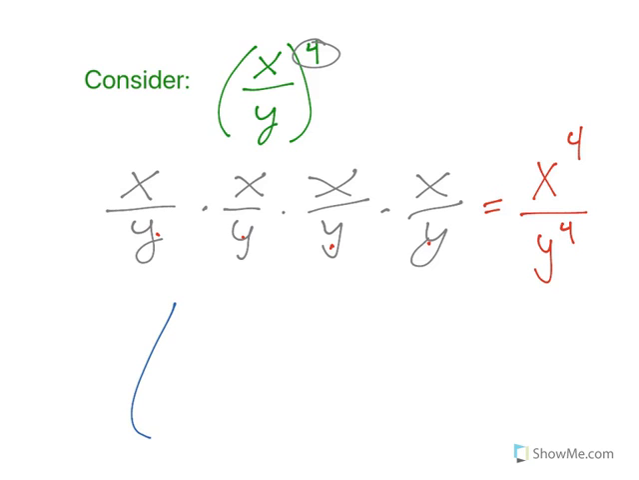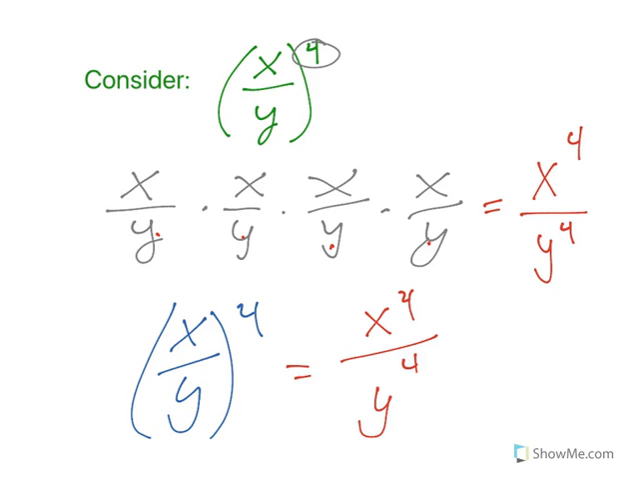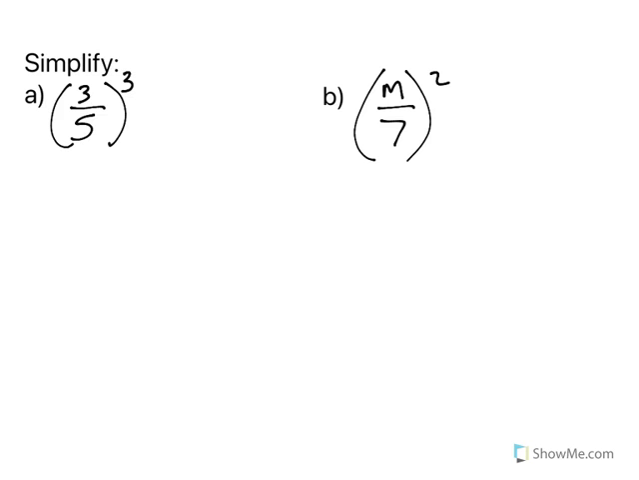So thinking this through, we started with x over y to the fourth, and we ended up with x to the fourth over y to the fourth. So this exponent gets brought to both the numerator and the denominator. So now let's simplify. I've got 3/5 raised to the third power. So we can think of this as 3 to the third power over 5 to the third power.